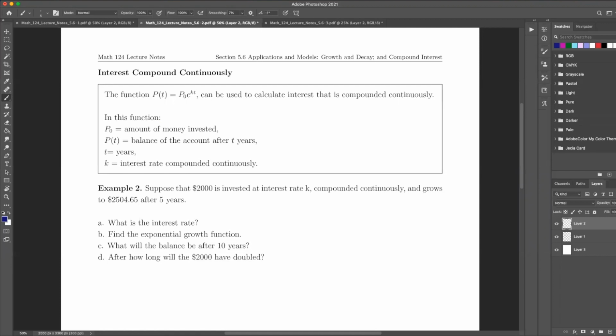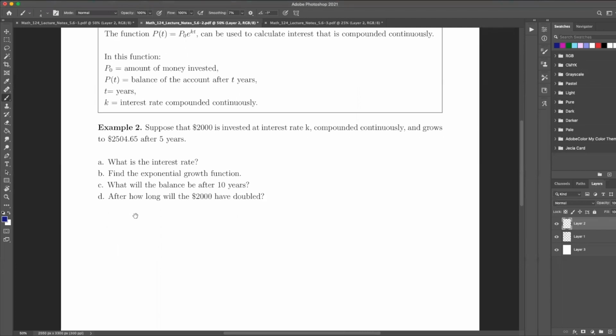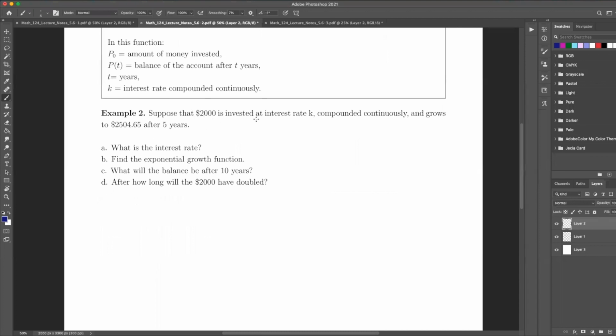All right, so here, once again, we'll solve a problem. And so suppose that you have $2,000 invested at some rate k. You don't know what that is. It's compounded continuously and grows to $2,504.65 after 5 years. So what is the interest rate? And so here we just have a question.